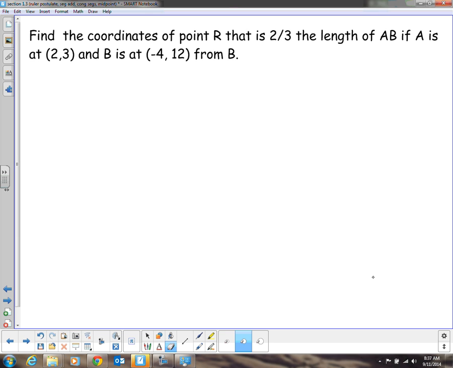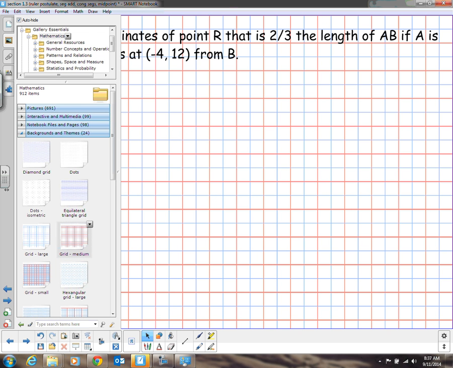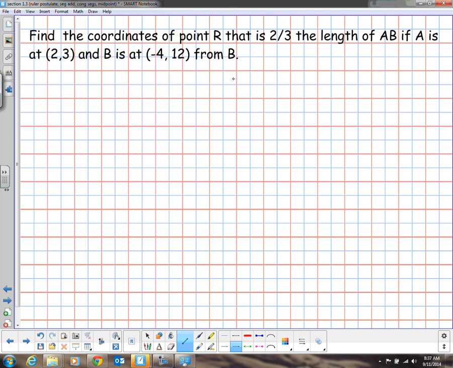So the first thing you're going to do when you have these is you have to have graph paper. I did it without graph paper, and I messed it up. I was working with someone before after school, and I messed it up because I did not use graph paper.